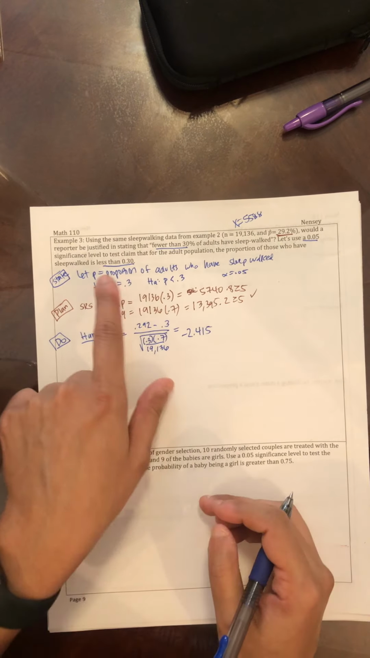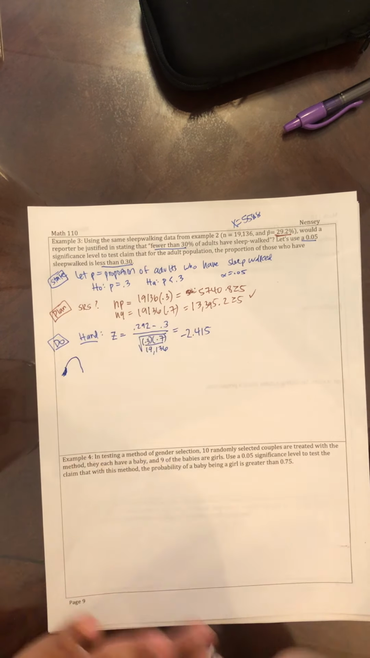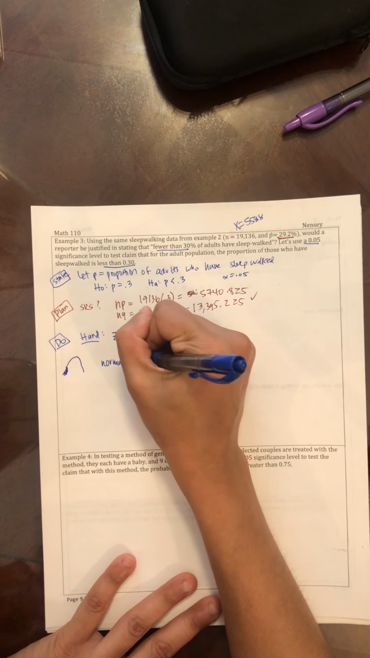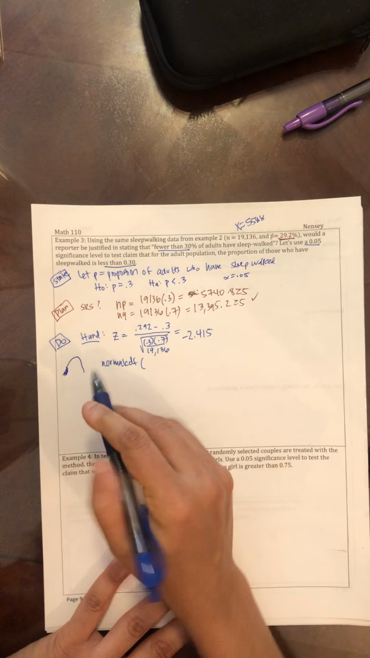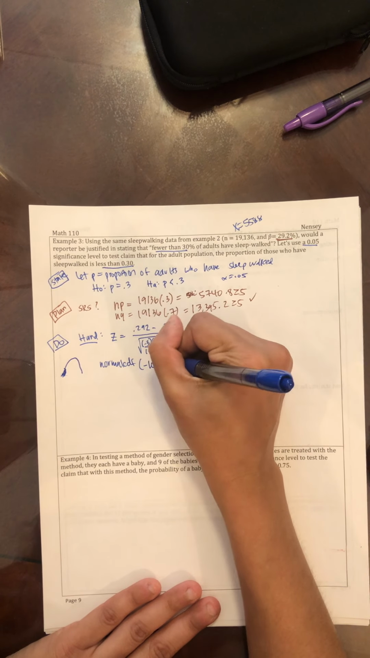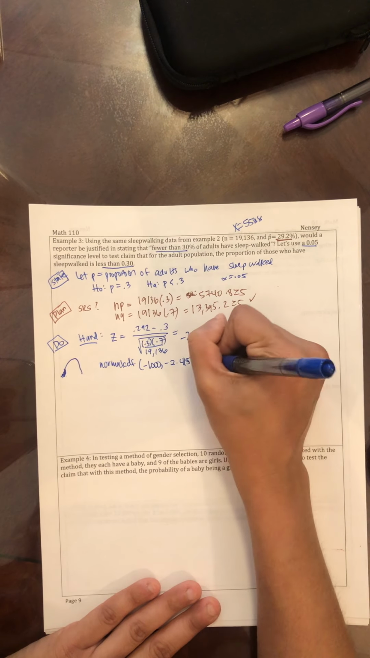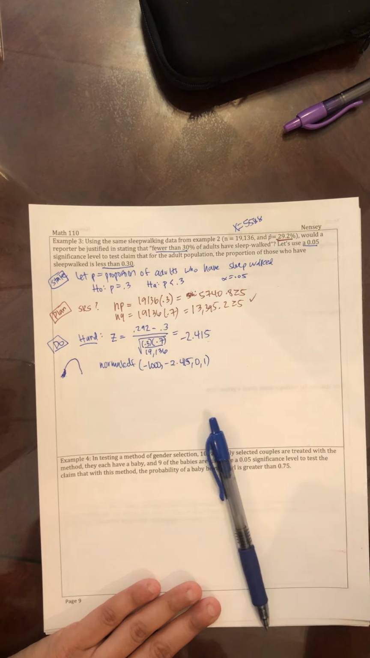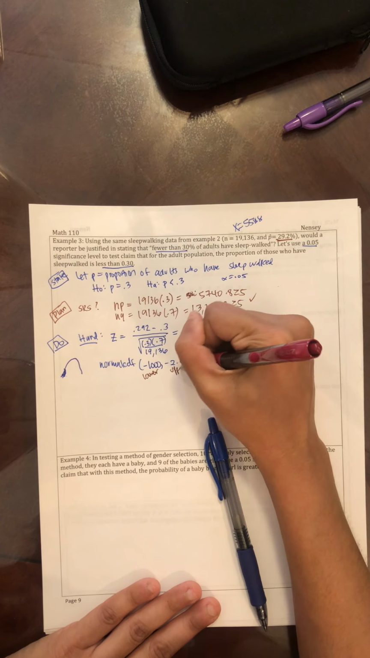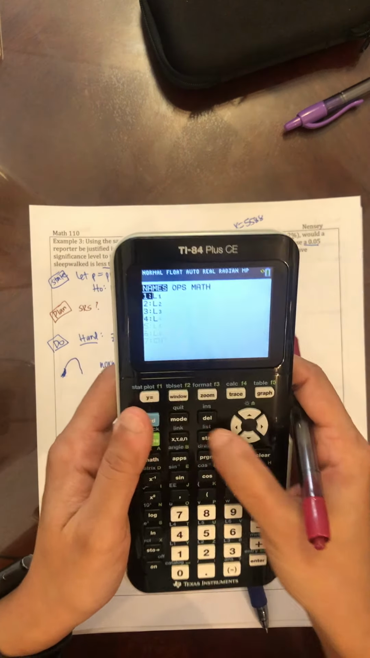Now, since this is a left-tailed test, so I'm drawing a little picture, since we're doing left-tailed, and it says a z-score, we're going to use normal CDF, and we're going to say everything to the left of this number. So what's our lower? It's negative 1,000. Our upper is negative 2.415. Our mean is 0, and our standard deviation is 1. I'm going to say this is lower, upper, mean, and sigma. And I'm going to go ahead and calculate that.